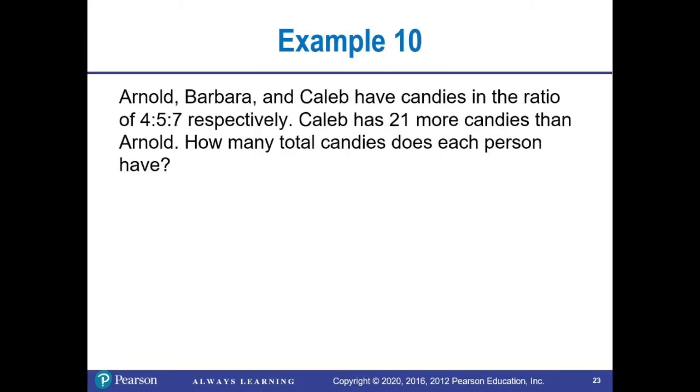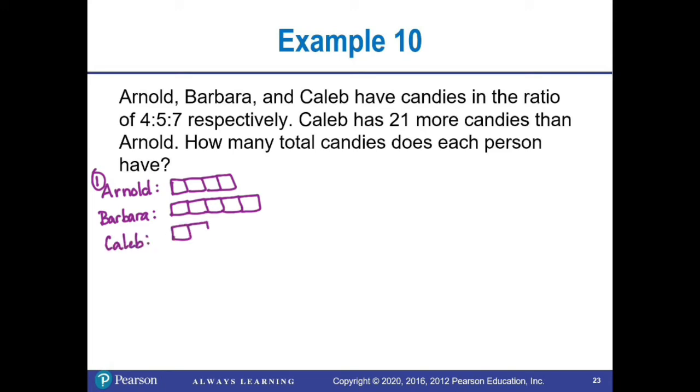Let's look at another example. Arnold, Barbara, and Caleb have candies in the ratio of 4 to 5 to 7 respectively. So I'm going to start with Arnold, and I'm going to draw 4 blocks for Arnold. I'm going to draw 5 blocks for Barbara and 7 blocks for Caleb, 4 to 5 to 7. Next, the problem tells us that Caleb has 21 more candies than Arnold. Also notice that Caleb has 3 more blocks than Arnold.